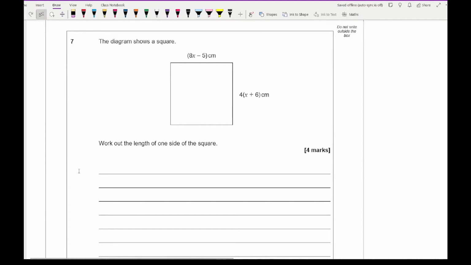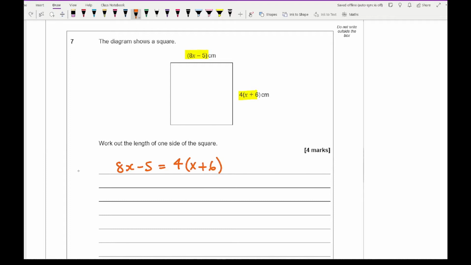Then moving on to question 7, it says the diagram shows a square. Work out the length of one side of the square. Now in a square the sides are going to be equal, so that means that these two expressions here must be equal to each other. So I've got 8x minus 5 equals 4x plus 6.